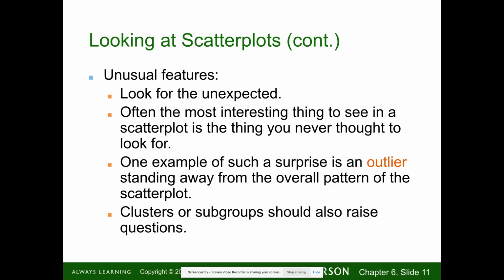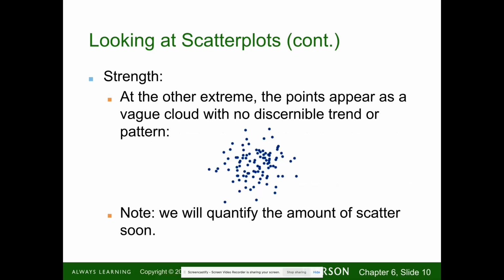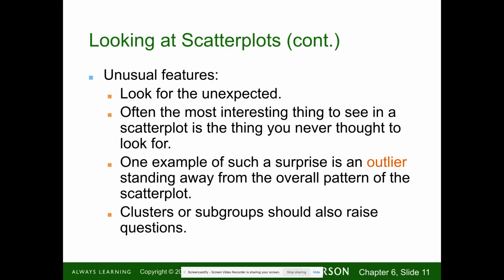So what we want to do when we look for unusual features, this is unusual. Look for the unexpected. Often the most interesting thing to see in the scatter plot is the thing you never thought to look for. One example could be a surprise outlier that's kind of way off the beaten path. Another thing that's interesting is groups or clusters. So you can have different patterns and different locations.